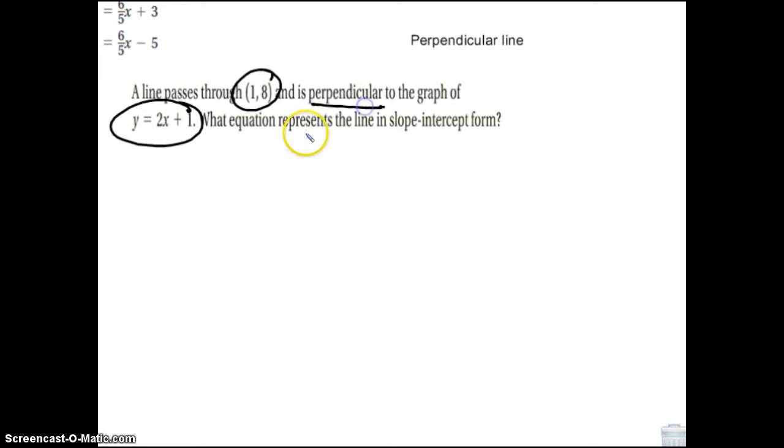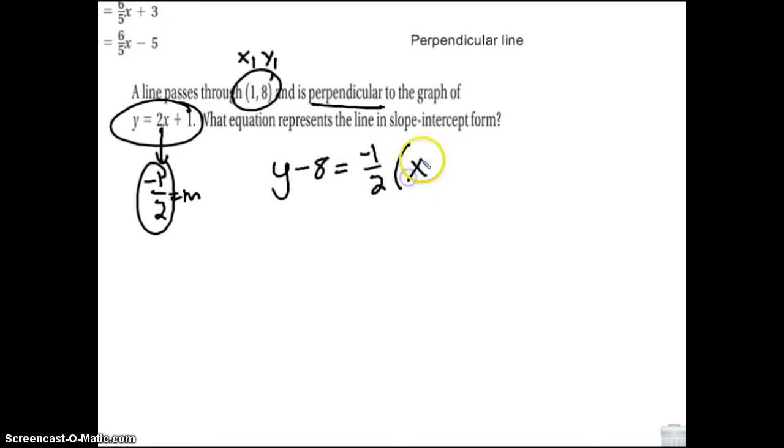So right away, perpendicular means opposite reciprocal slopes. So that means we should be able to change 2 into negative 1 over 2. That is the opposite reciprocal of 2. So now we have our slope and we have our point. We have to do our point slope. So y minus our y1, which remember this is x1 and this is y1. So y minus 8 equals negative 1/2 times x minus 1.